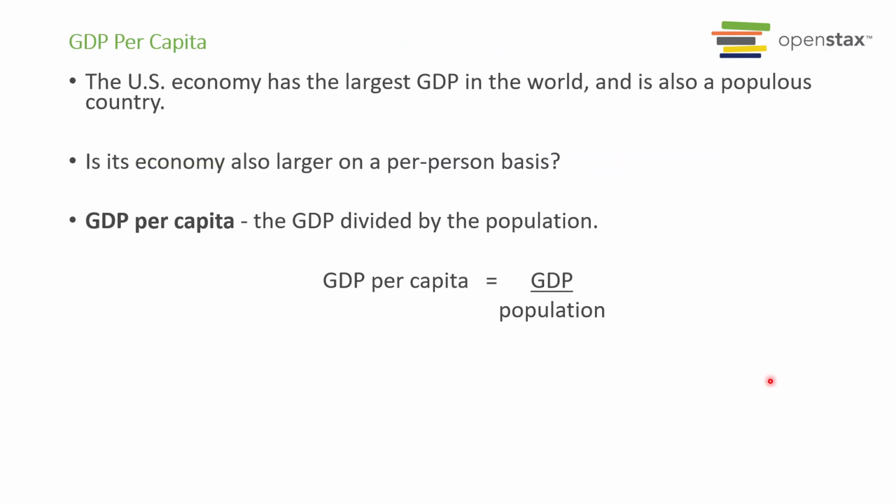A better idea is, if we do have a country that has a different population or different size than another one you want to compare, to use this statistic of GDP per capita. That helps you correct for the difference in the size of one economy compared to the other. So the US economy has the largest GDP in the world. It's also a populous country. But the question is, is its economy also larger on a person-to-person basis?